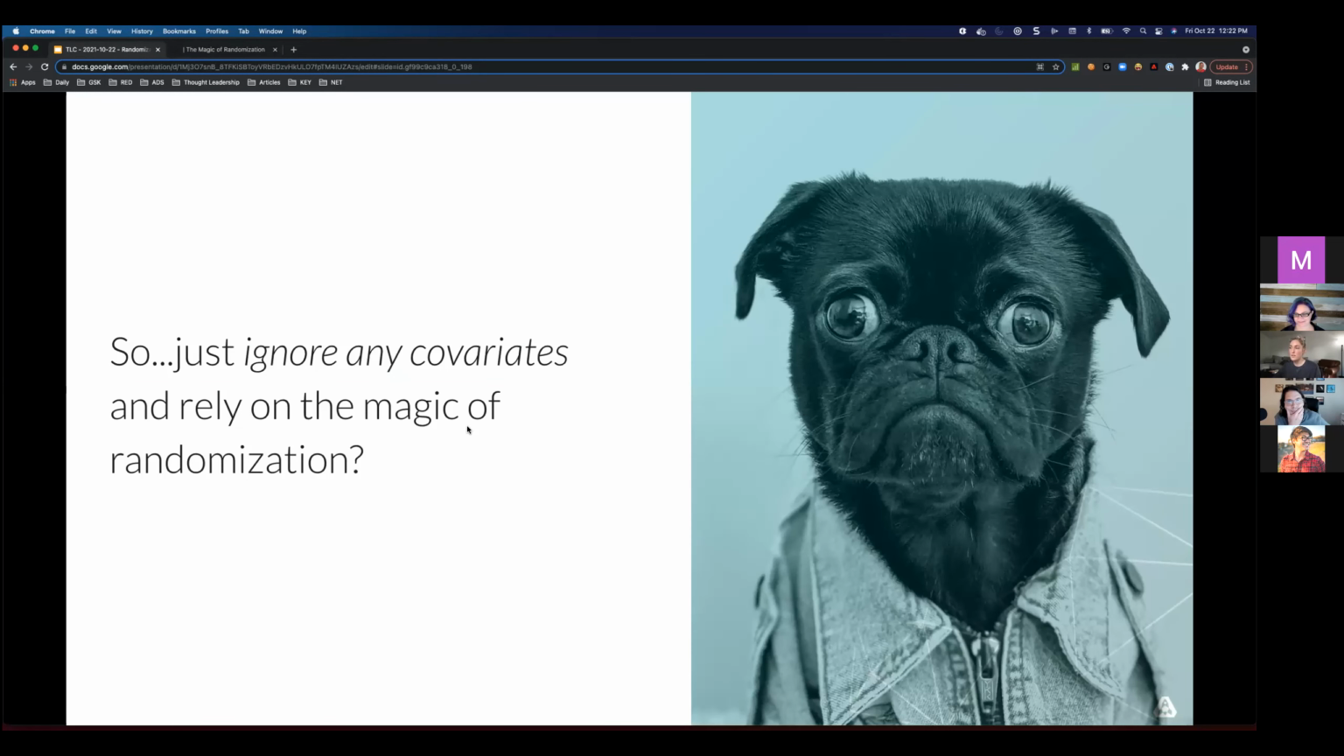So what happens with those covariates and relying on the magic of randomization? Do we just always rely on randomization? Not exactly. Sometimes we can't get bigger subject groups, right? So we can't just rely on randomization because we might get that rare one that gives us really unbalanced starting groups.